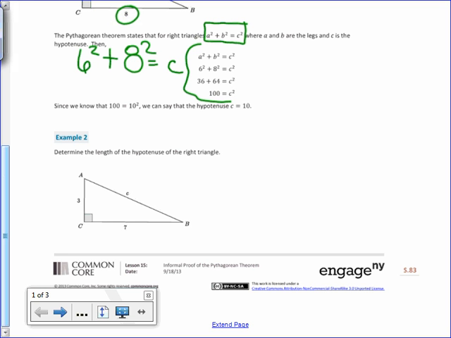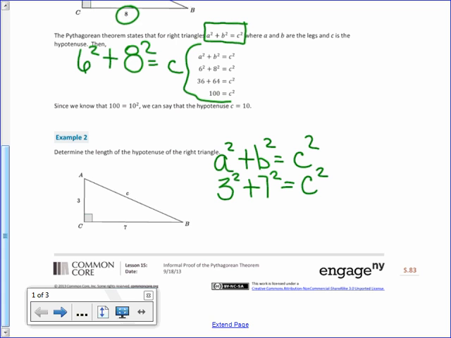If you look at this one, let's look at example 2. We're going to determine the length of the hypotenuse. Okay, so we're going to write A squared plus B squared equals C squared. We're just going to write that in because now we're going to substitute in values. For A, let's substitute 3. So 3 squared plus B, let's substitute 7. So 7 squared equals C squared. 3 squared is 9 plus 7 squared is 49 equals C squared. 9 plus 49 is 58 equals C squared.